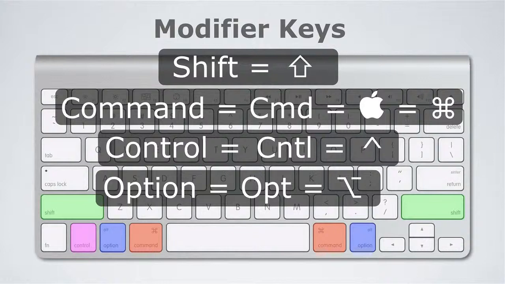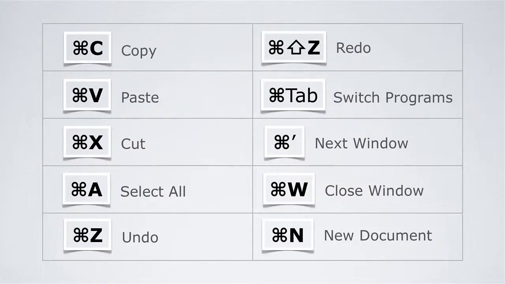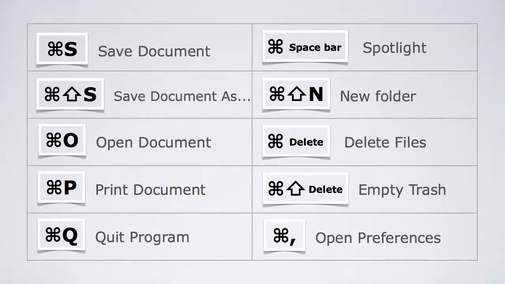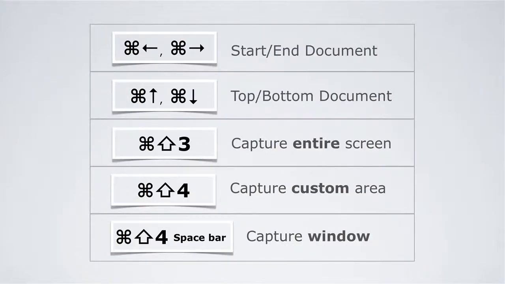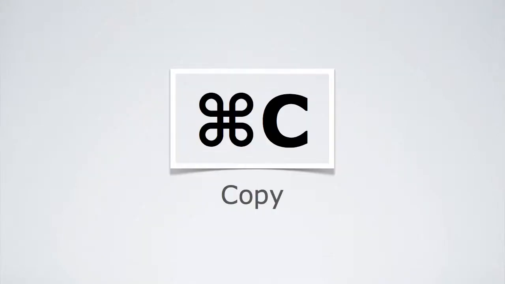And the actual 25 shortcuts are these ones: copy, paste, cut, select all, undo, redo, switch programs, next window, close window, new document, save document as, open document, print document, quit program, spotlight, new folder, delete files, empty trash, open preferences, go to the beginning or end of a document, to the top or bottom of a document, capture your entire screen, capture a custom area of your screen, or capture a specific program window. And then what we're going to do next is show you all of these shortcuts in practice.